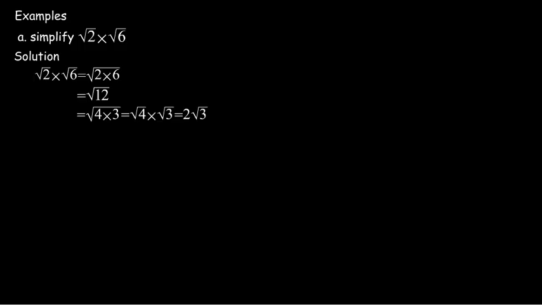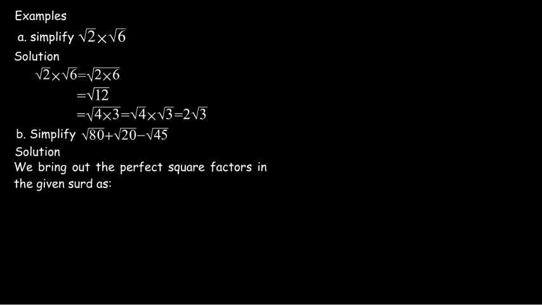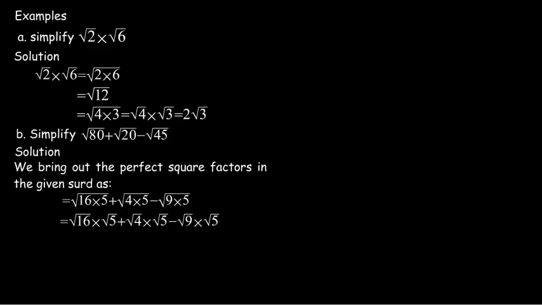Now our second example states: simplify root 80 plus root 20 minus root 45. Now we are going to try to simplify each of our individual roots to break them down to the simplest form. Now 80 is 16 times 5, 20 is 4 times 5, and 45 is 9 times 5. So it will be equal to root 16 times 5 plus root 4 times 5 minus root 9 times 5. Breaking each of them, it is equal to root 16 times root 5 plus root 4 times root 5 minus root 9 times root 5.